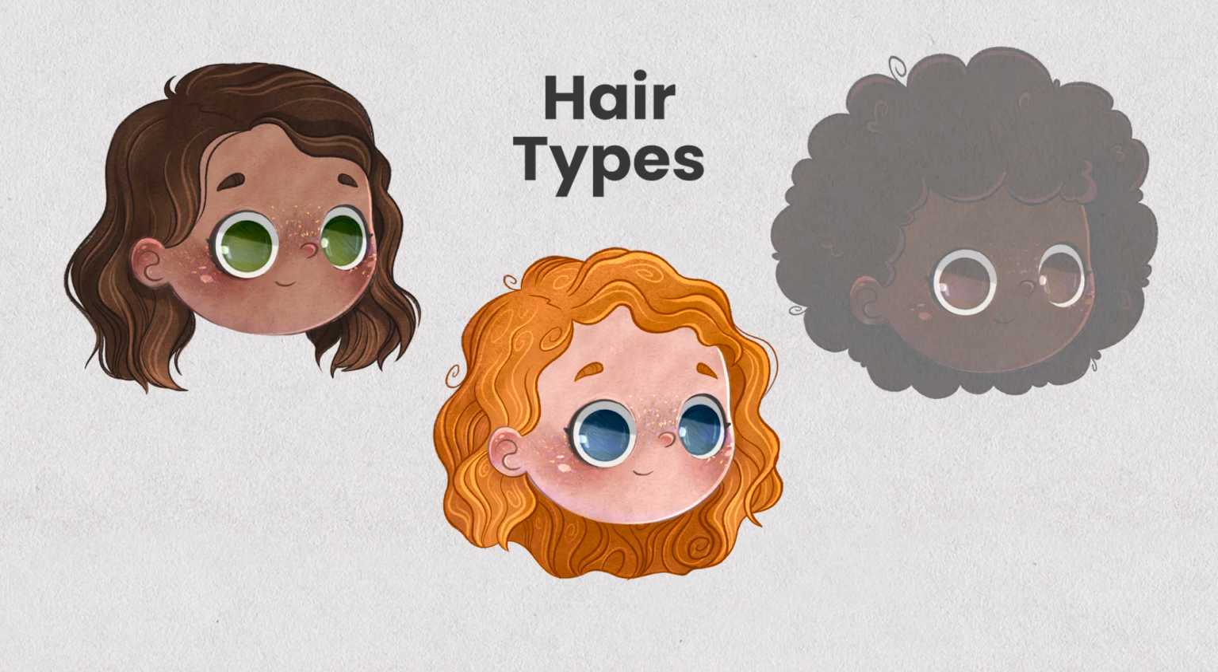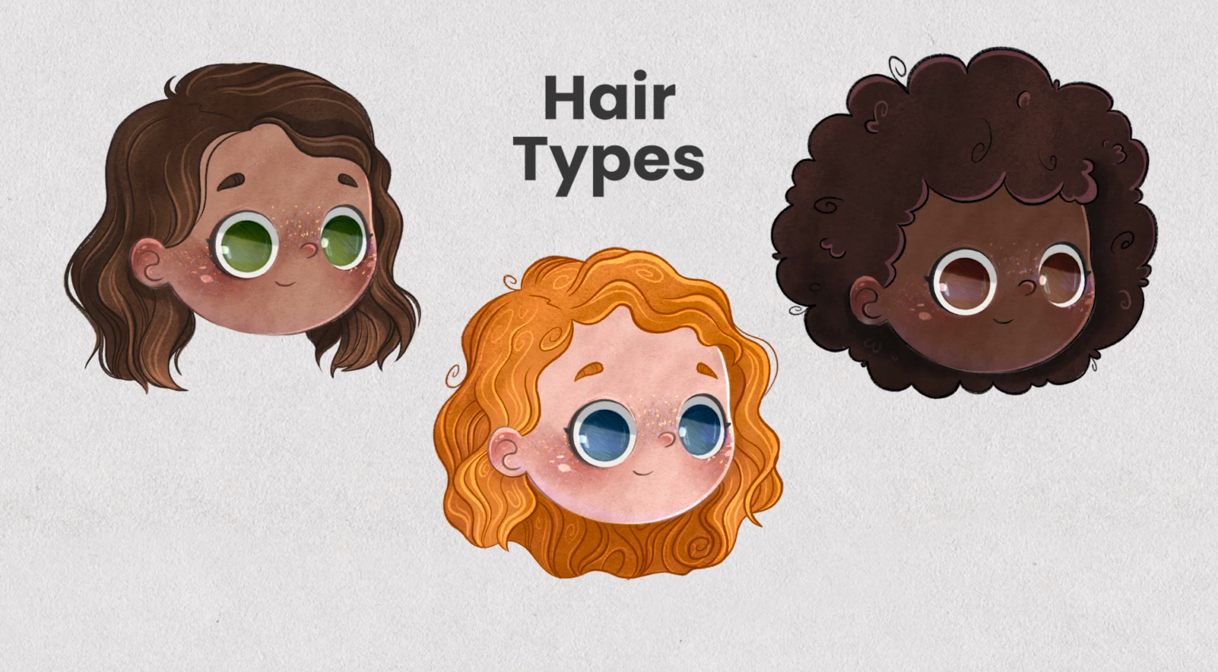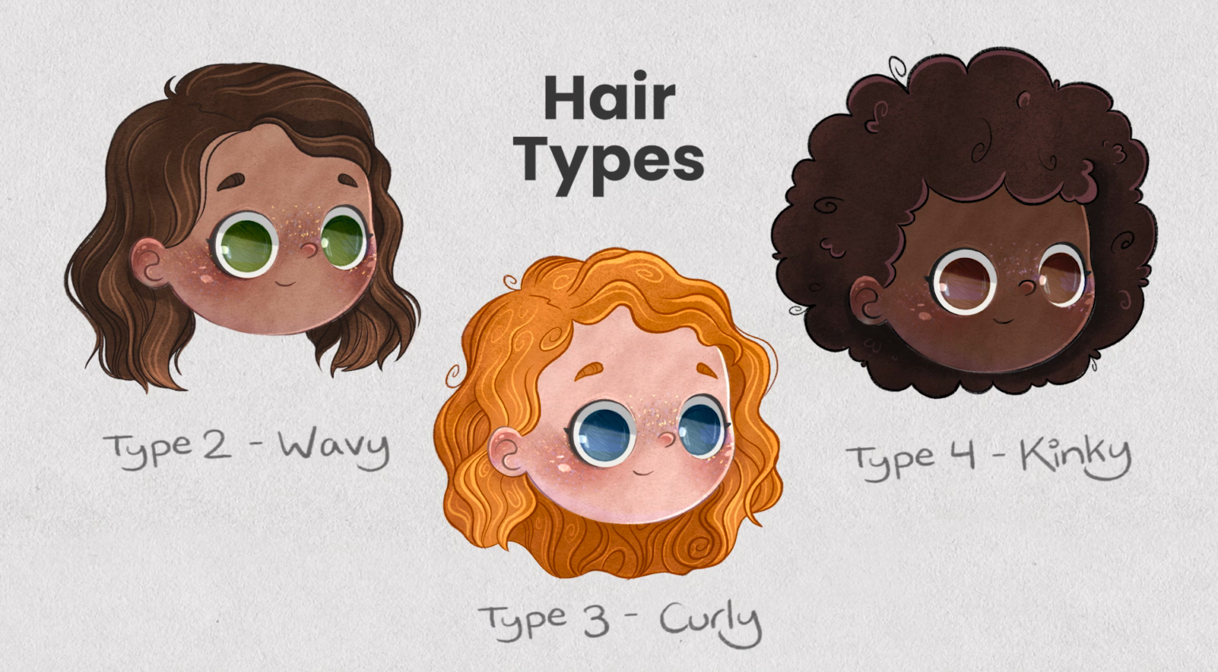So the first thing to know is that hair, in terms of the pattern and the texture, is classified in different types. There are 4 types. Type 1 is just pin straight hair, so we're not going to talk about this. Type 2 is what we call wavy hair. Type 3 is curly. And type 4 is usually referred to as either kinky or coily hair.